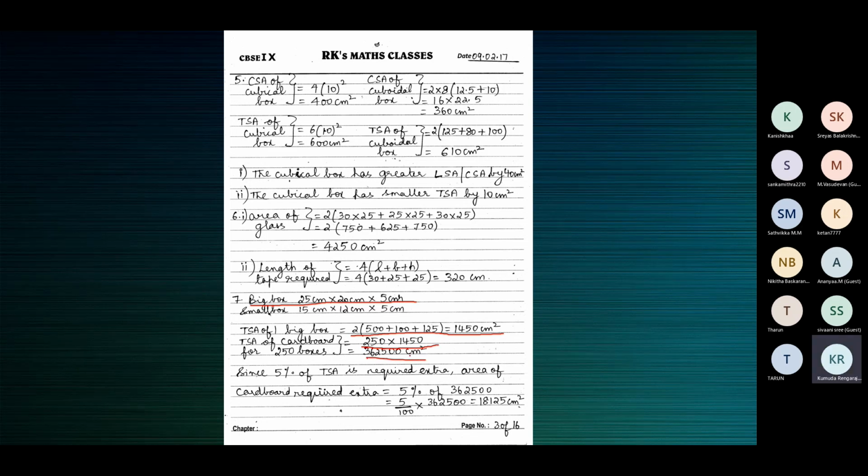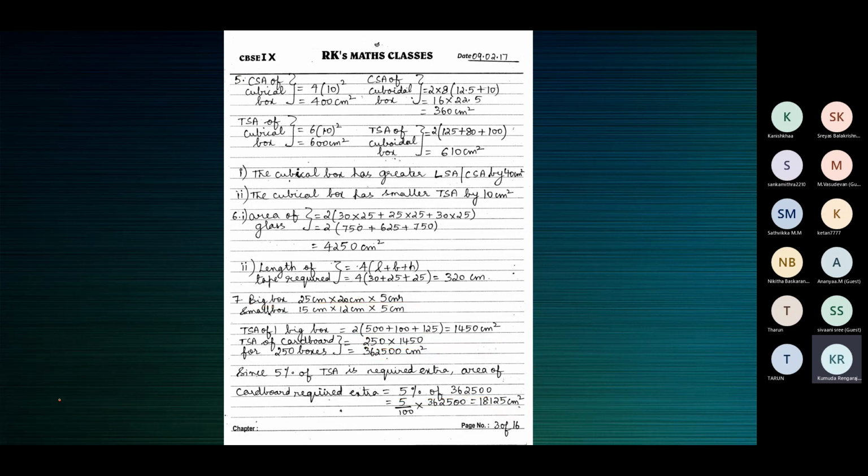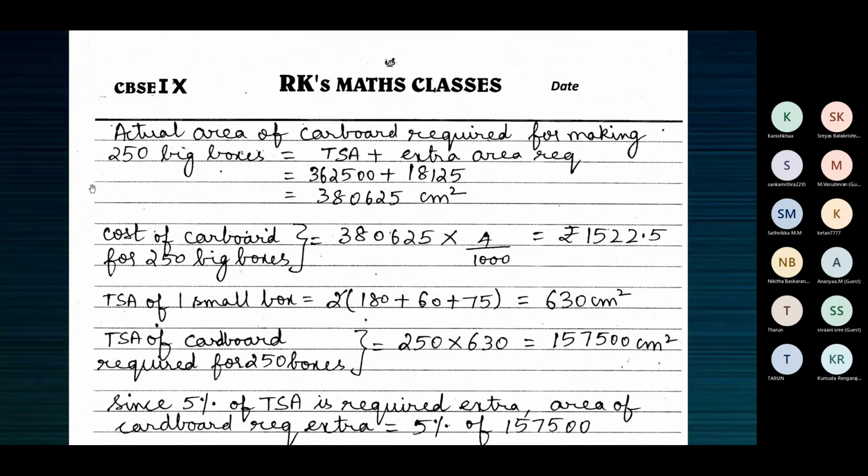But this much cardboard is not sufficient. You need 5% of TSA extra. So what is that 5% of TSA? And that amounts to this value. So the total area of cardboard needed will be this number plus this number. That will be the total area of cardboard needed for making 250 big boxes. So that's what you see here, the actual area of cardboard.